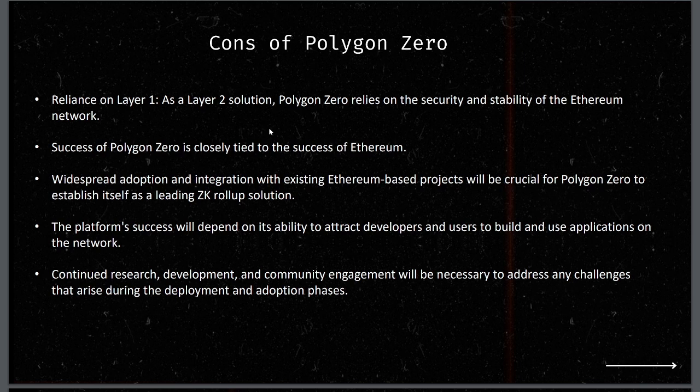Widespread adoption and integration with existing Ethereum-based projects will be crucial for Polygon Zero to establish itself as a leading ZK rollup solution. The platform's success will depend on its ability to attract developers and users to build and use applications on the network. Right? So it's basically, let's say, even if Ethereum succeeds and you are having a lot of traction on the project, this project is relatively new, so you will have to see how it's able to attract developers and users to build and use applications, right? And I think a lot of people are coming up with their own ZK rollups, layer two solutions.